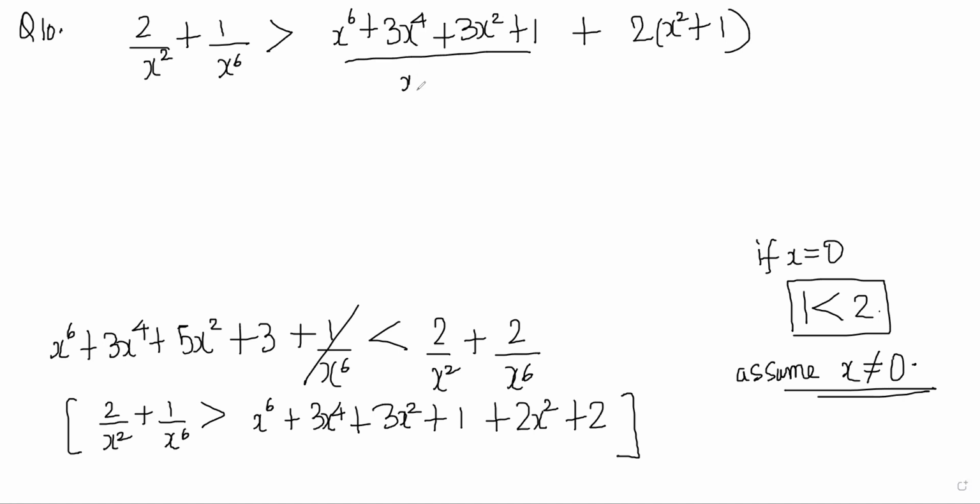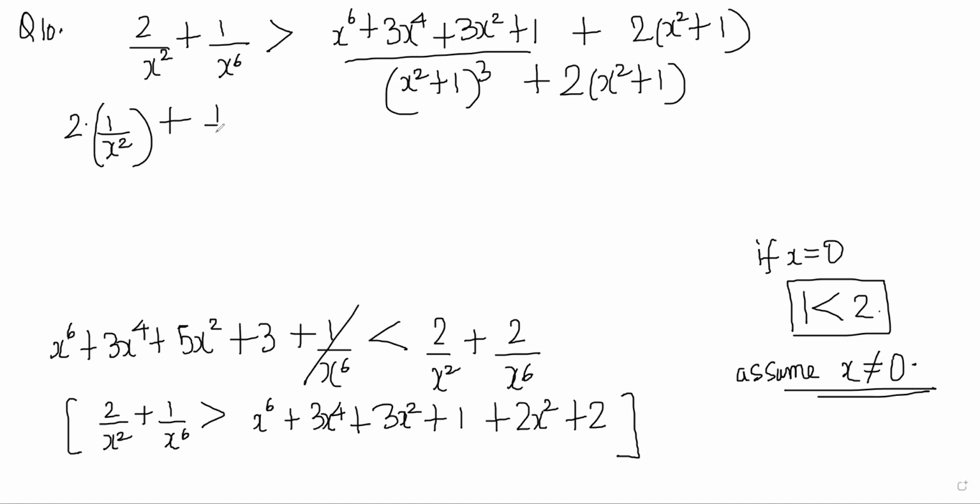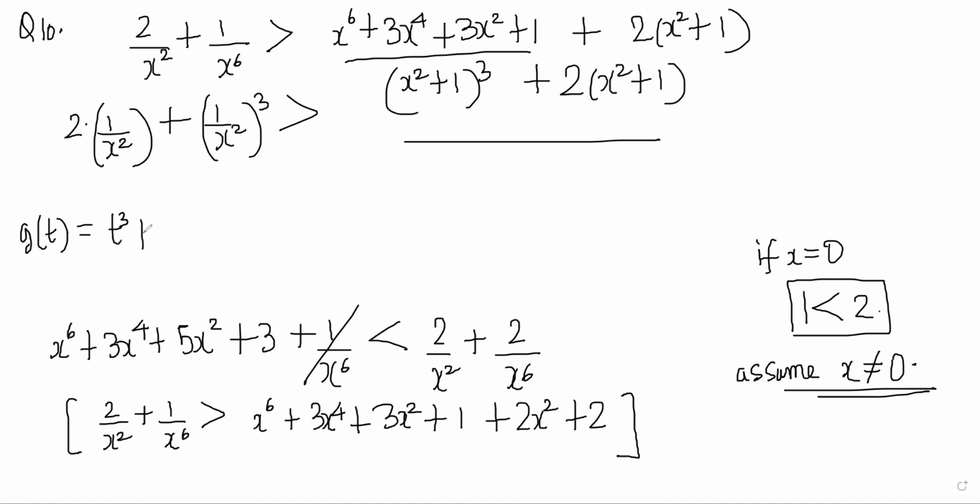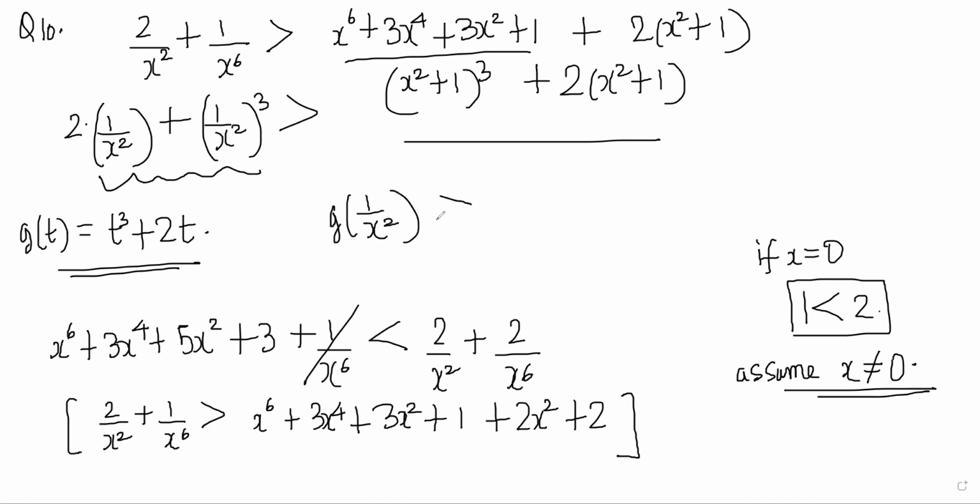And we can see here this is x square plus 1 whole cube plus 2 times x square plus 1. And what is this here? It is 2 into 1 by x square plus 1 by x square whole cube is greater than this, right? So can you see that both sides have the same nature of the function? We can take a new function g of t, which is equal to t cube plus 2t, right? And this side is basically g of 1 by x square. And this side is basically g of x square plus 1, right?